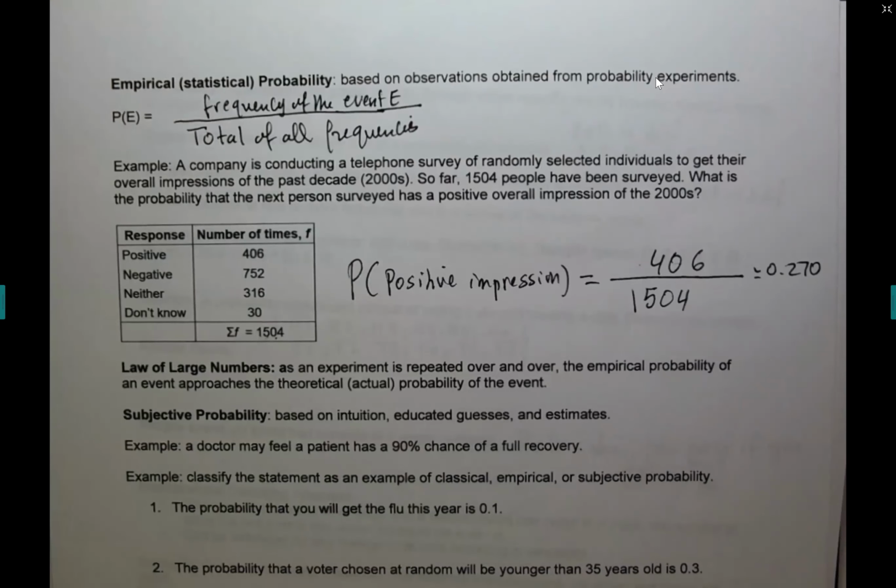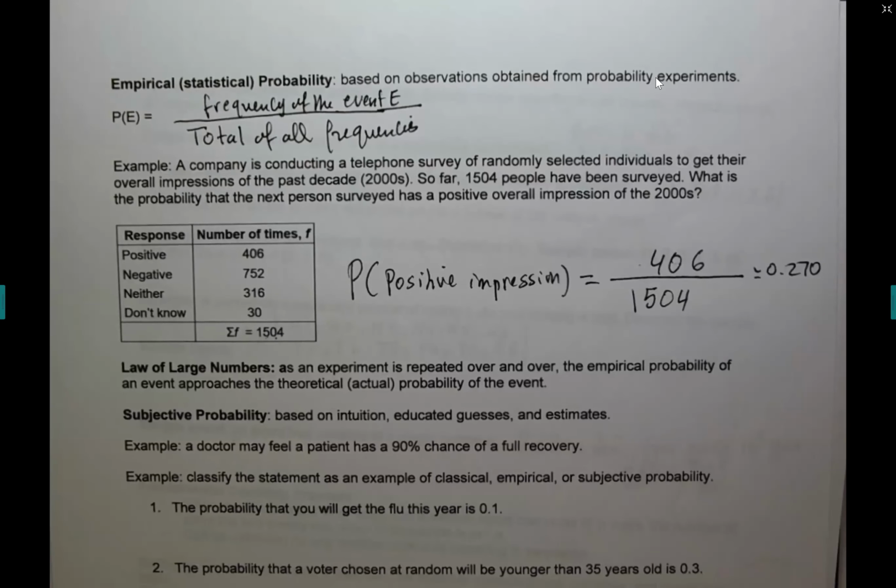a doctor may feel a patient has a 90% chance of full recovery. How does a doctor or the surgeon know that the patient is going to have a 90%? It's based on past experience and educated guess, how many times the doctor has performed that kind of surgery. Or when they tell you there's a 95% chance of rain today. This is all subjective probability. It could work, very likely would work, but it is possible that it doesn't work. Or when they tell you there is a 15% chance that you're going to get the flu next year. This is all educated guesses, guys.